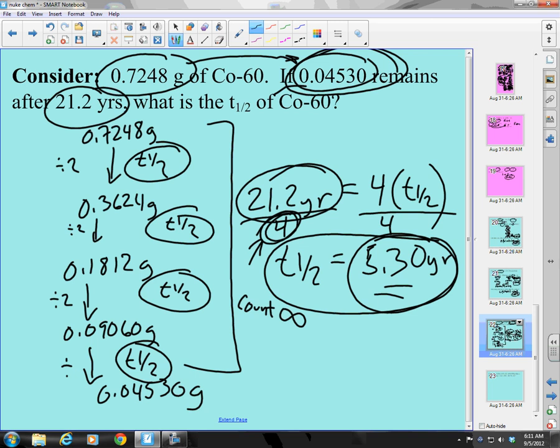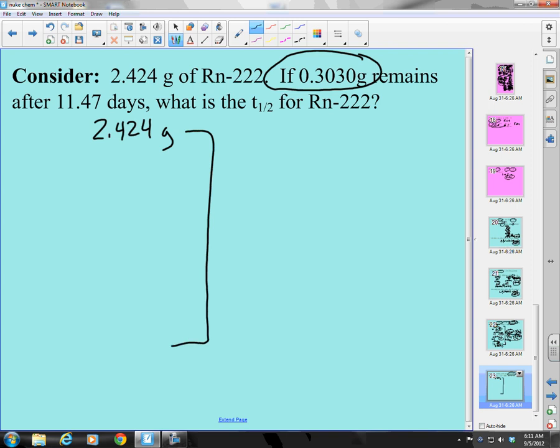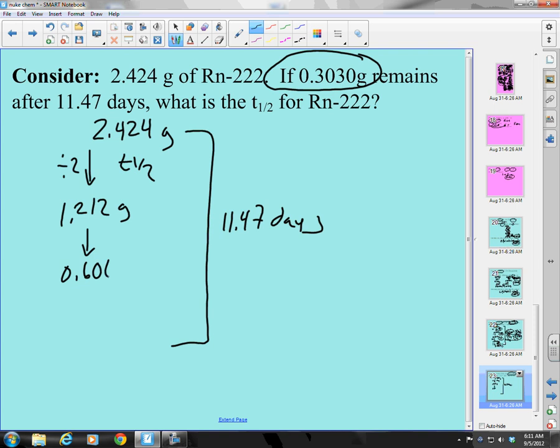You do the last one of the unit. This is it. Put me on pause. Well, you get it? We start off with 2.424 grams, and they tell me how much remains at the end, and that the total is what? 11.47 days. Good. So what am I going to do? I divide by 2 here, and that'll give me my first, after 1 half-life, 2.424 divided by 2 gives me 1.212 grams. That's 1 half-life, right? Another half-life. Divide that by 2. 0.606 grams.